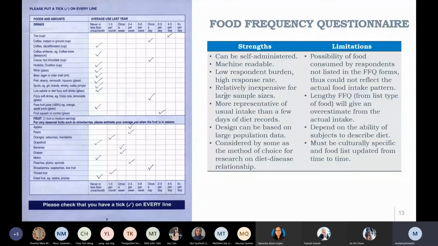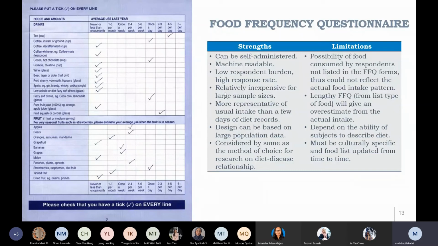The design of the FFQ can be based on large population data and is considered by some as the method of choice for research on diet-disease relationship. So whenever you are doing epidemiology studies on diet-disease relationship, you will need an FFQ. Because in diet-disease relationship studies, you will need a large sample size. So we cannot go and interview each and every respondent that you want to recruit. You just distribute the form and then wait for the forms to come back to you.